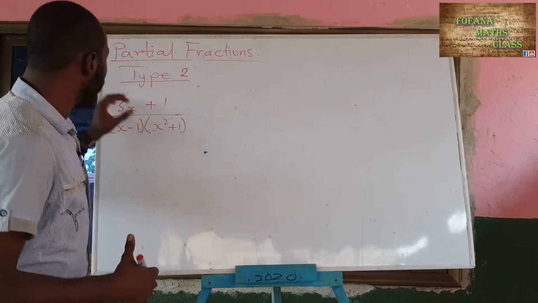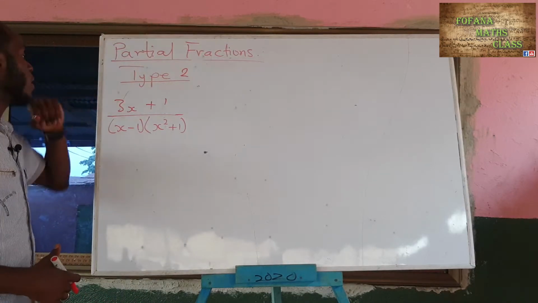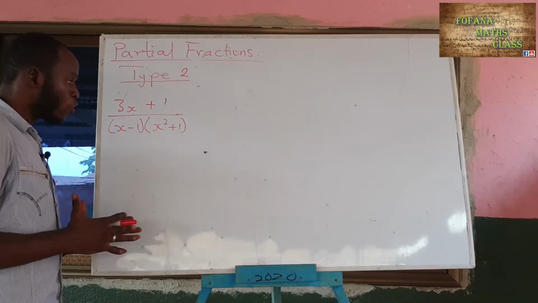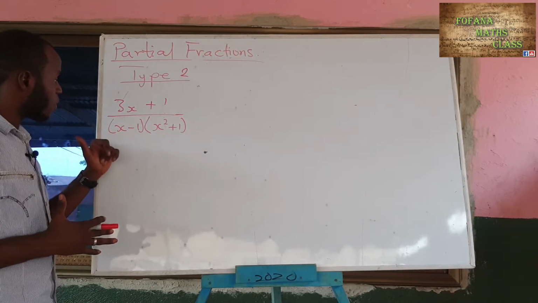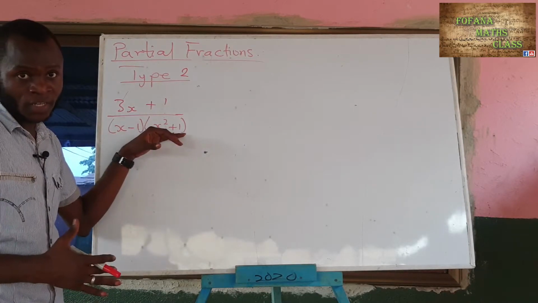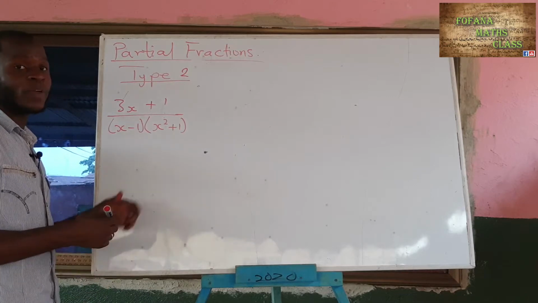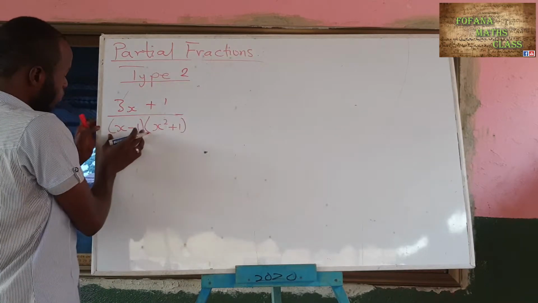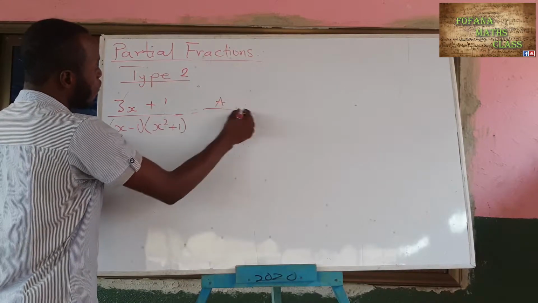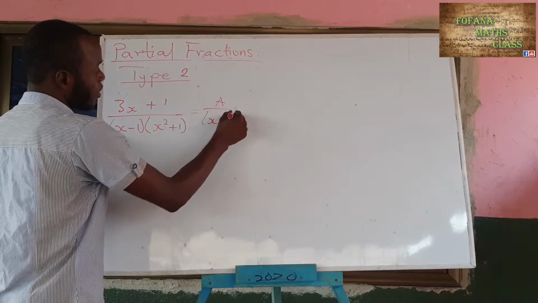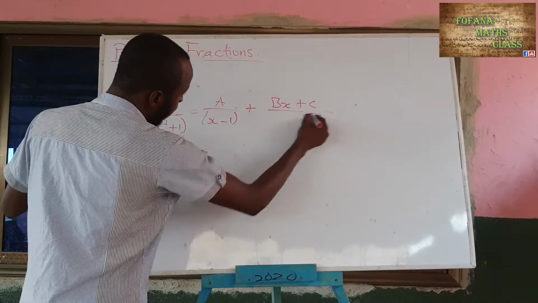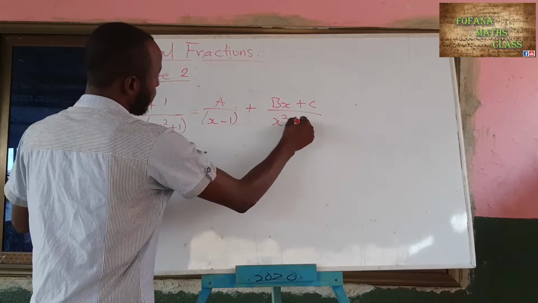Now quickly we are moving on to type 2 of the partial fraction. With type 2, you have the denominator containing a quadratic function in it. With that one, instead of expressing it as a over one factor plus b over one factor, this is how we express it.